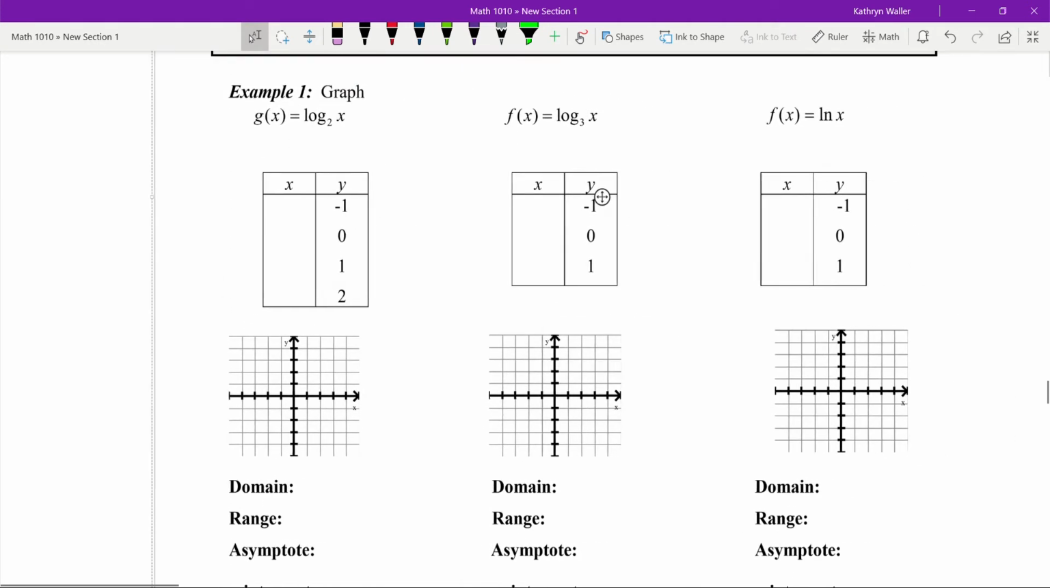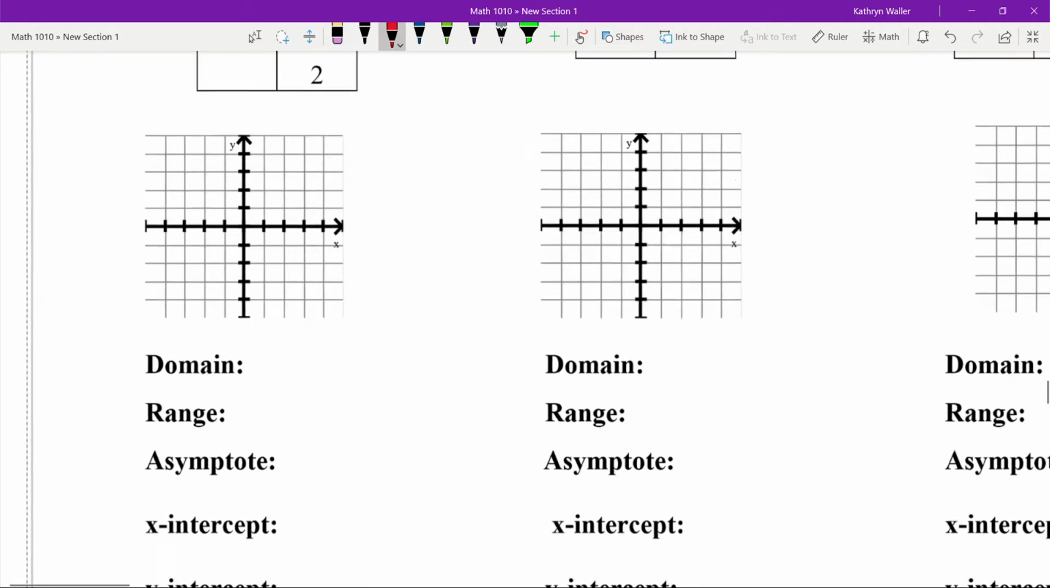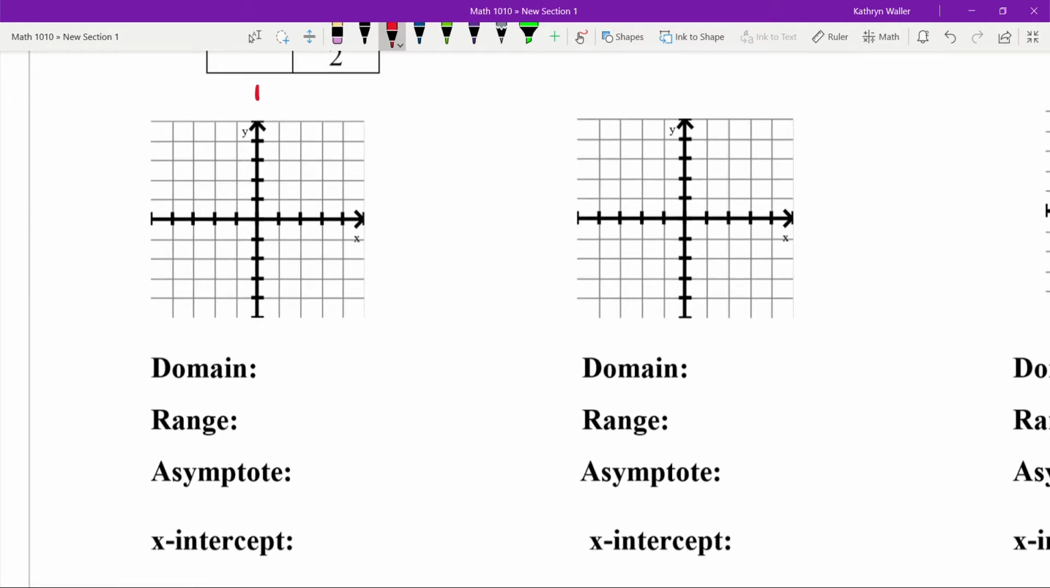Let's graph some. Y equals log base 2 of x. You guys, the table's silly. I don't need the table because I can graph this very quickly without it. So let's just ignore the table for a second. So this is y equals log base 2 of x. I know it's a parent log, so I'm going to have an asymptote right there. I'm going to put my pencil right there at 1, 0.